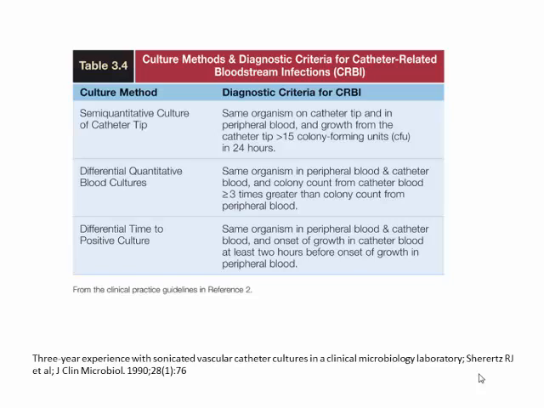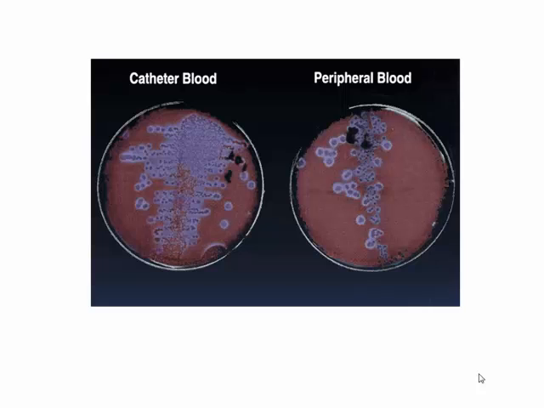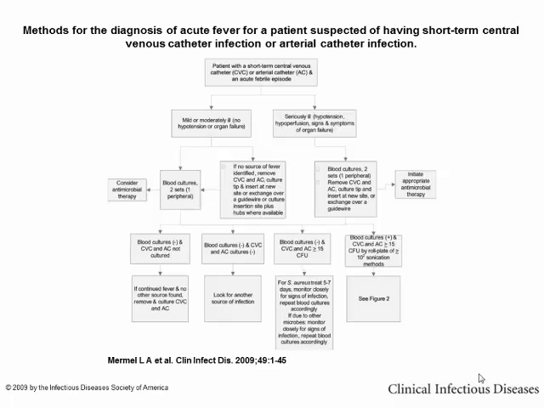I have a slide next which kind of shows that. And lastly, the differential time to positive culture: the same organism, and the onset of growth in the catheter blood is at least 2 hours before the onset in the peripheral blood. So this should explain it. So you see, this is what the definition is. It's present in significant quantities more than peripheral blood, at least by a ratio of 3:1.